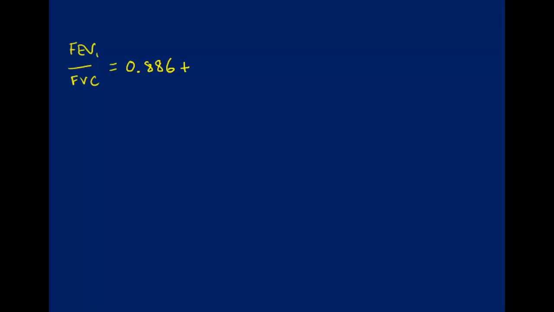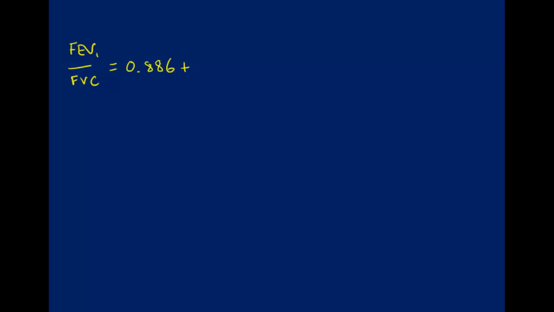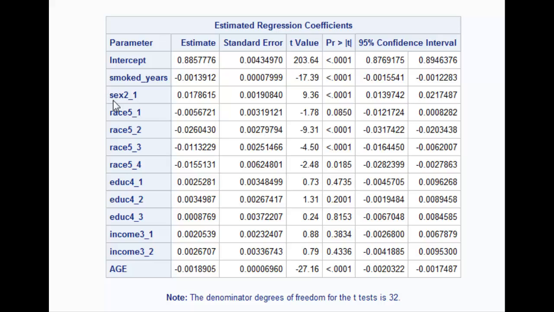Plus a beta 1 value. That's what these smoked years are. So the beta 1 value is minus 0.001. This is actually a minus here. Minus 0.001 times smoked years. And then the next variable was sex2 underscore 1. The beta coefficient was 0.018.